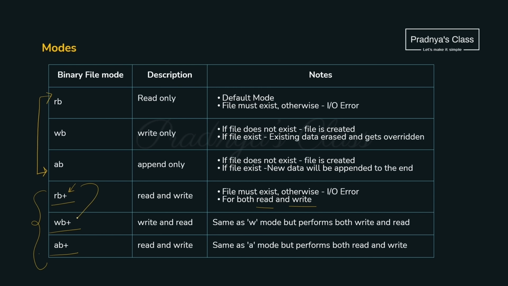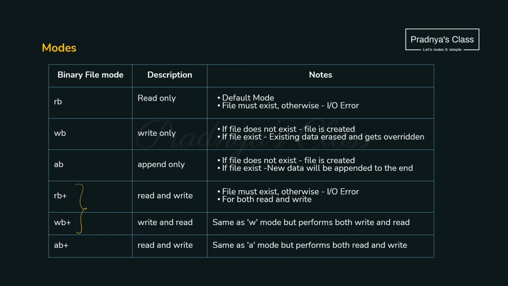In the same way, WB plus mode works. The file will open in the write mode but it provides read operation too. And the last mode is AB plus mode. It means the file will open in the append mode but provides read operation too. You will be confused about what's the difference between these modes if all are providing read and write operation.